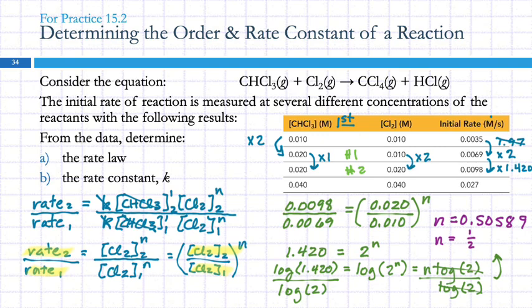So now we know what the rate law is. The rate is equal to the rate constant times the first guy to the first power and the second guy to the 1/2 power. So we did A. Any questions about how we got there?